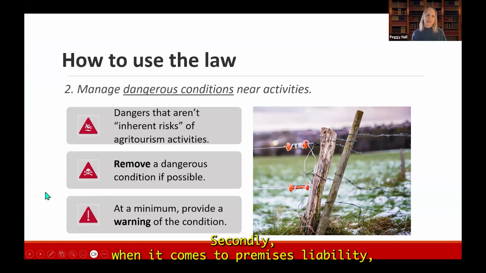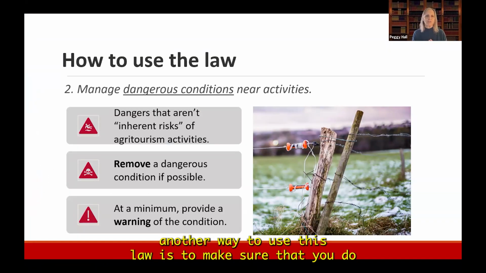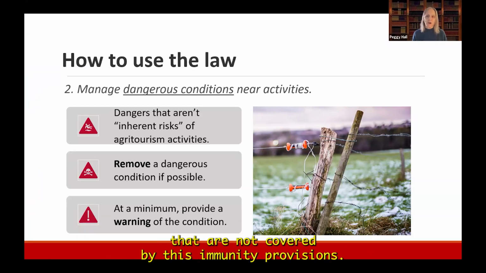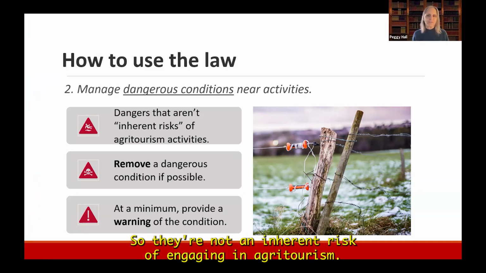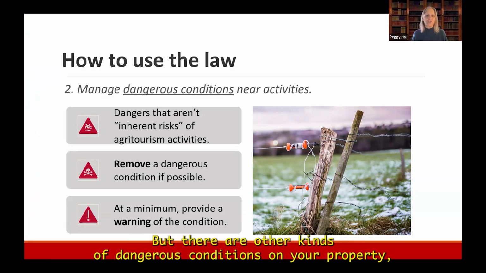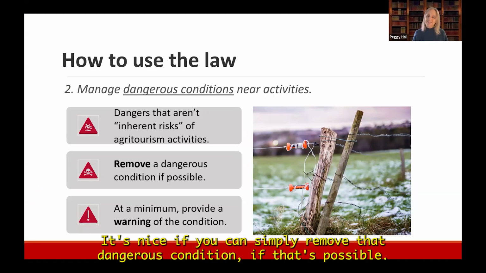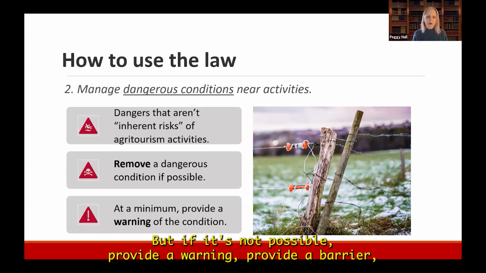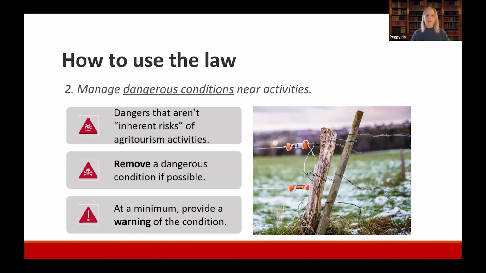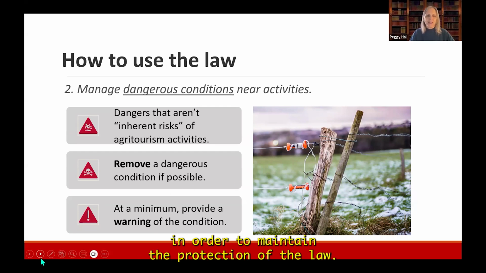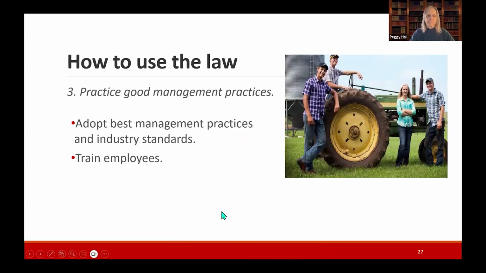Secondly, when it comes to premises liability, another way to use this law is to make sure that you do maintain those dangerous conditions that are not covered by this immunity provision. So they're not an inherent risk of engaging in agritourism, but there are other kinds of dangerous conditions on your property, such as the picture that you see here. It's nice if you can simply remove that dangerous condition, if that's possible. But if it's not possible, provide a warning, provide a barrier, keep people away from that dangerous condition in order to maintain the protection of the law.